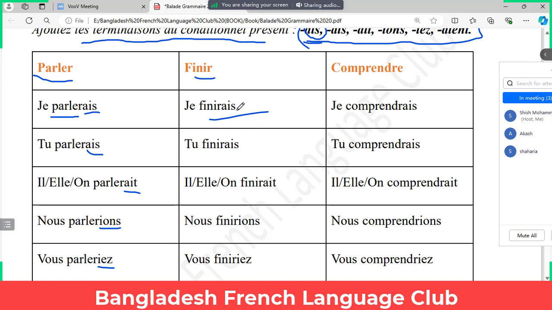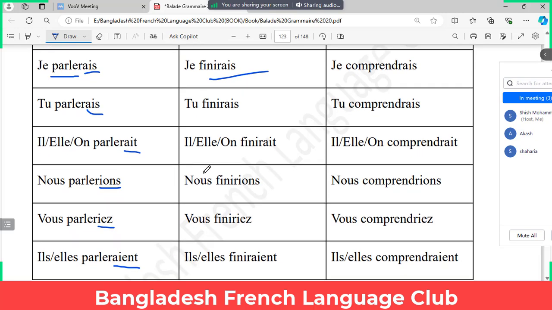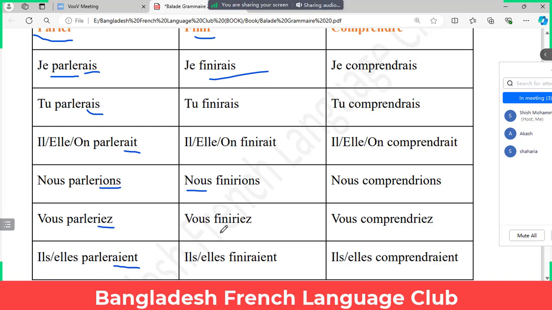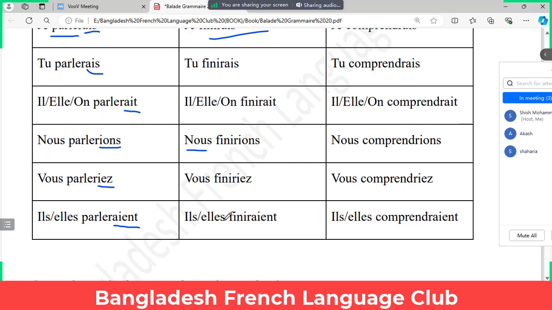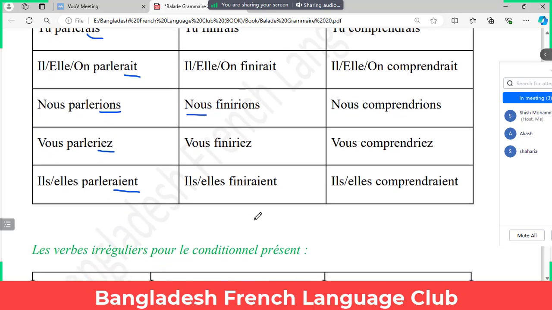Je finirai. Tu finirais. Il, elle finirait. Nous finirions. Vous finiriez. Ils, elles finiraient.